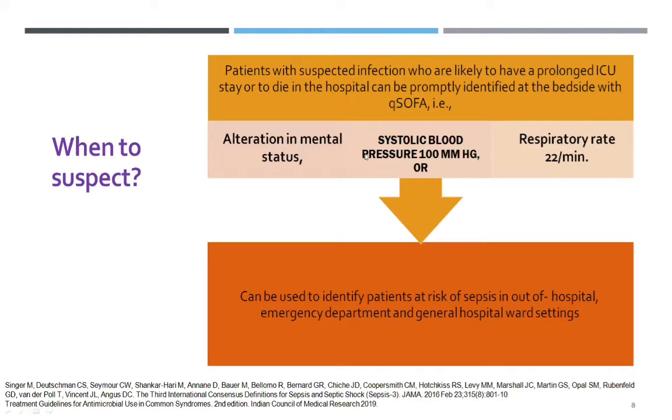So based on the Q-SOFA score, we can suspect that a patient with an infection has sepsis and judge about his mortality rate or his prolonged hospital stay. This can also be used to identify patients at risk of sepsis in out-of-hospital settings, the emergency department, and general hospital ward settings.